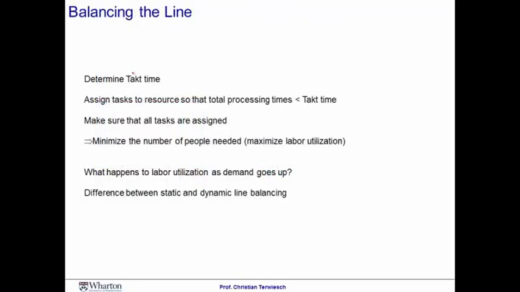Let's summarize our calculation for line balancing. Line balancing starts with computing the takt time. It's the demand that drives everything as we are executing the process. Once we have the takt time, we take the various tasks that make up for the flow unit and we will divide them among the workers so that the total processing time for each worker is less than the takt time.